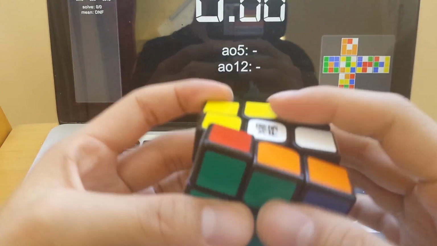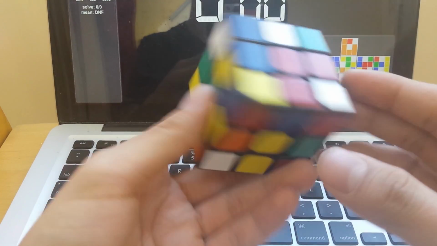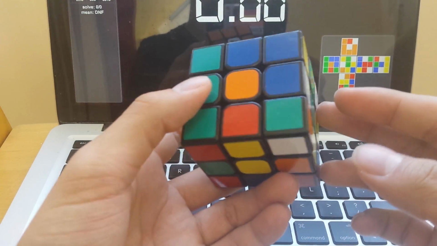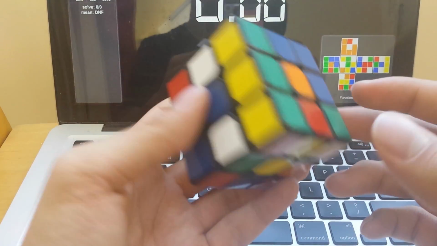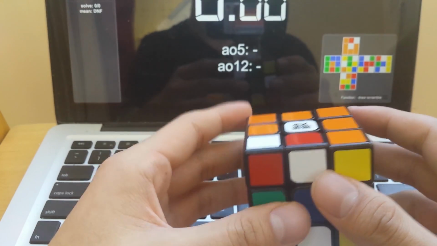So that probably would have been another incredible solve. That was a really easy scramble. This one is, oh my, what? Not that great. Oh, never mind. It is pretty good. I see second pair. I see second pair very easily.